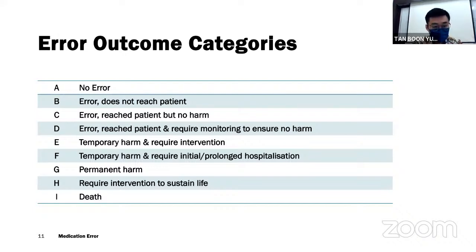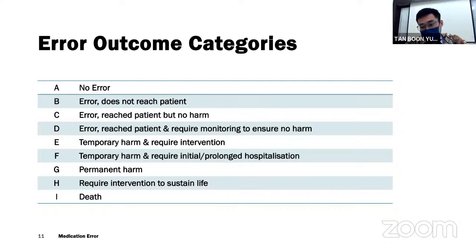However, on E, F, G, H, these categories are put under error with harm. Okay, so E and F are temporary harm, and then E requires intervention, and then F requires hospitalization, and G is permanent harm. H is a patient that has permanent harm and requires intervention to sustain life, and then I is that.